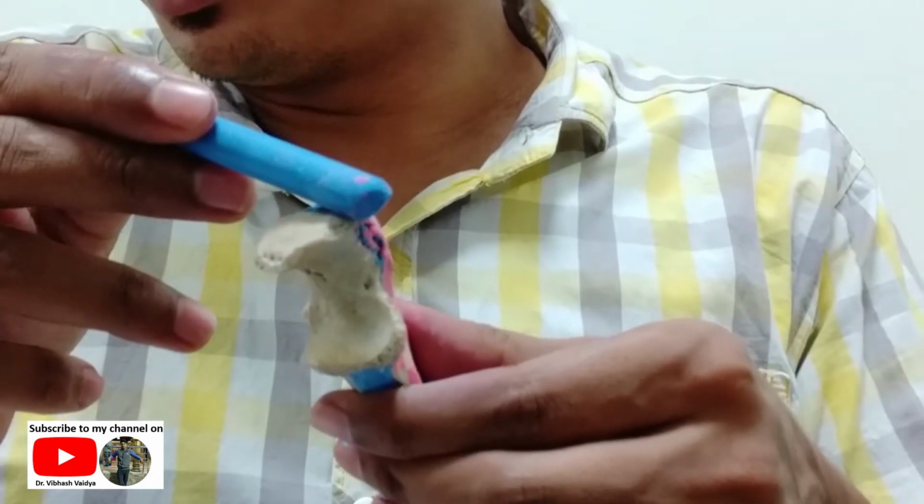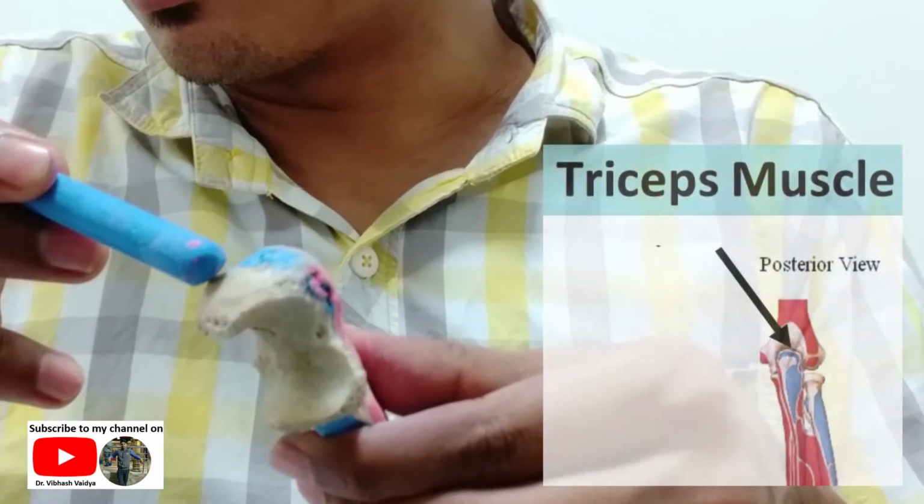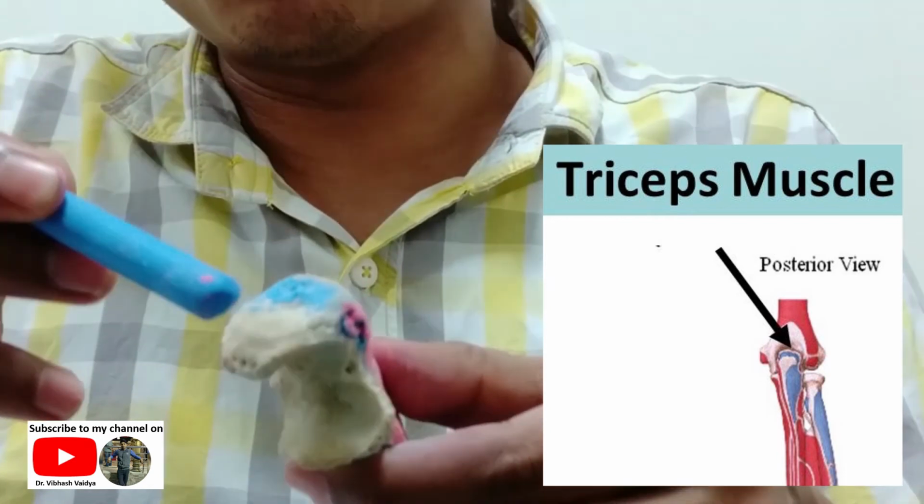Now we'll discuss the muscle attachments of the ulna. The triceps brachii inserts into the rough posterior part of the superior surface of the olecranon process.